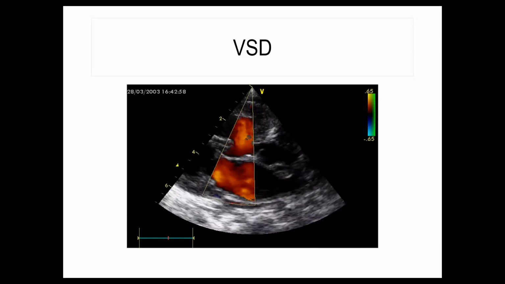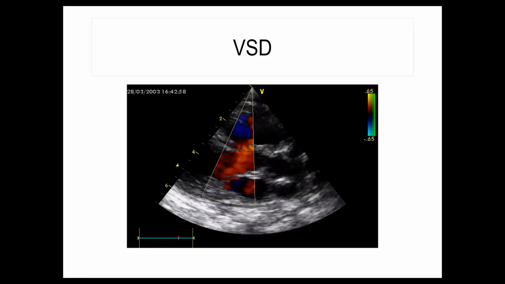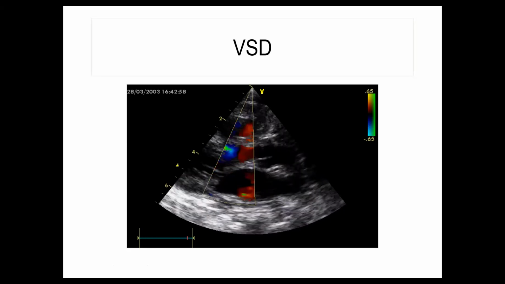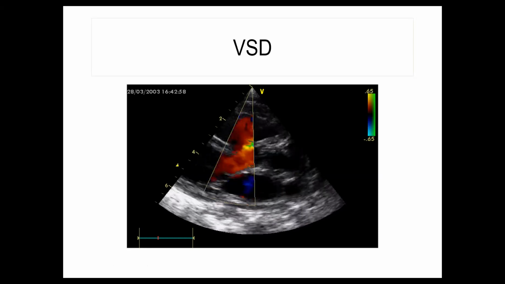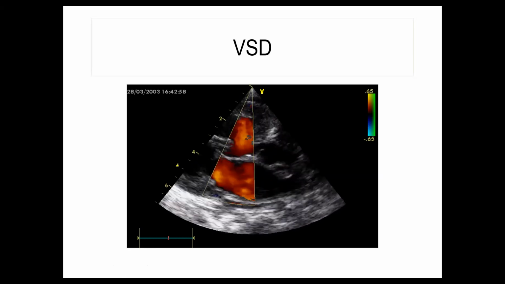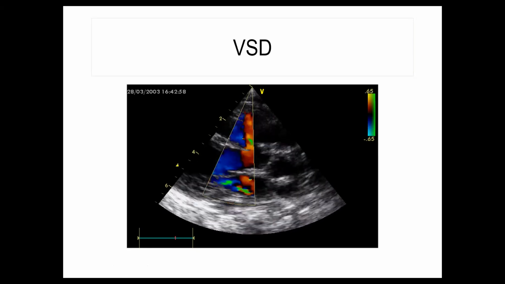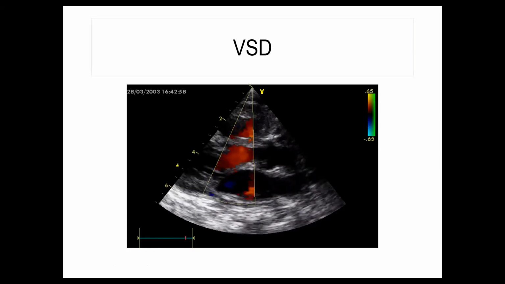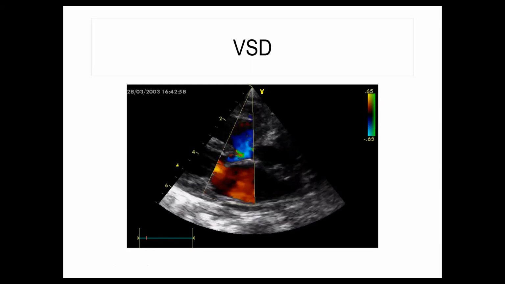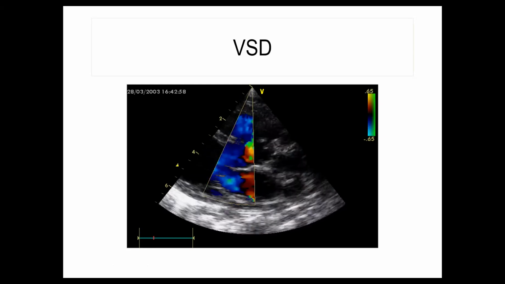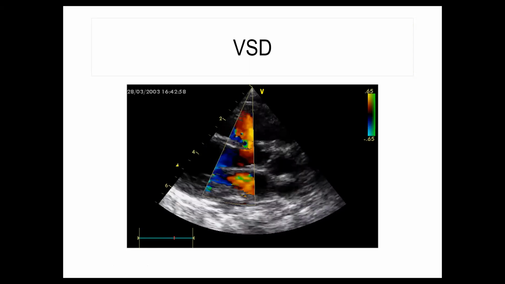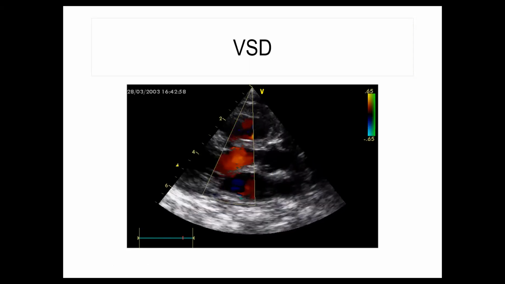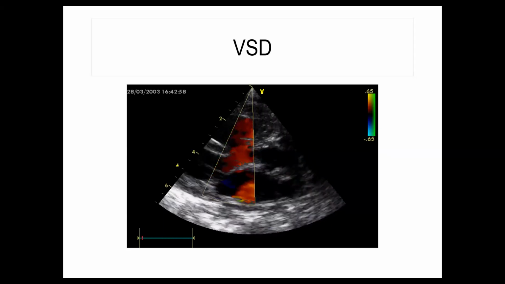Sir, does this flow help us to tell whether it is membranous or muscular? The color flow only tells you about the VSD and then the direction of flow. But muscular or perimembranous is shown by the location. Okay, sir. From this window, can we say the direction of flow? How do we say the direction of flow?